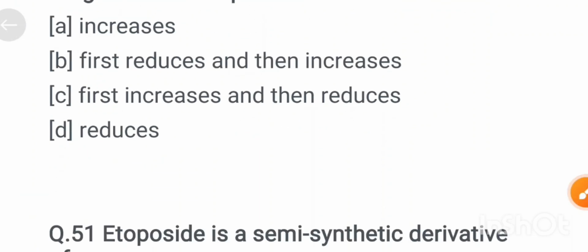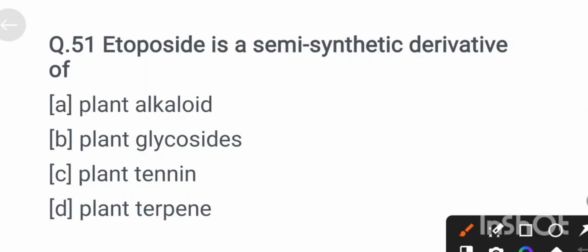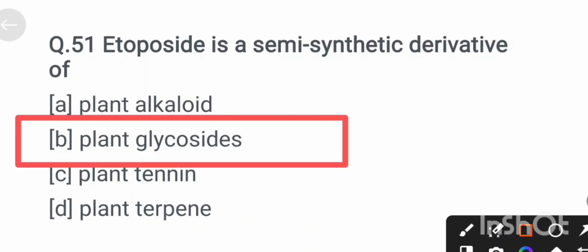Next question. Etoposide is a semi-synthetic derivative of option A, plant alkaloid, option B, plant glycosides, option C, plant tannin, option D, plant terpenes. Correct answer is option B, plant glycoside. Etoposide is a medication used in the treatment of cancers like bladder, stomach and lung cancer.